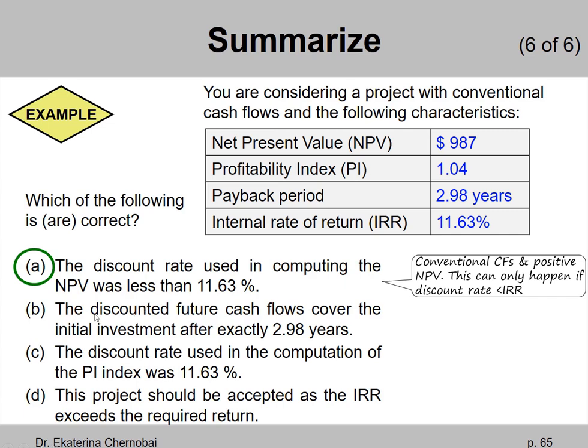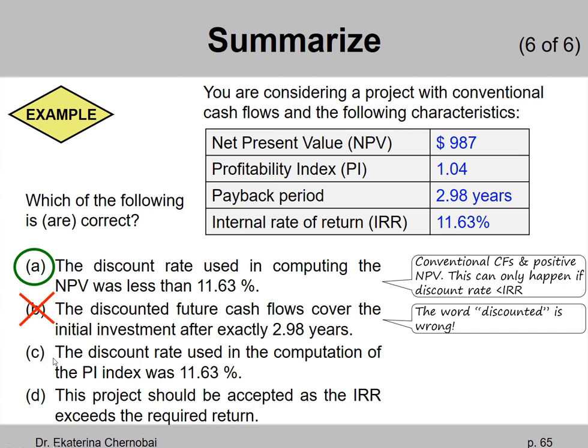B. The discounted future cash flows cover the initial investment after exactly 2.98 years. So 2.98 years was the payback period, right? This sentence is actually incorrect. There's one word that makes it wrong, and that's the word discounted. It should not be here. We do not discount future cash flows when we add them up to find how long it takes us to get our money back. We simply add them up, right? So if we get rid of the word discounted, then the statement B would be also correct.